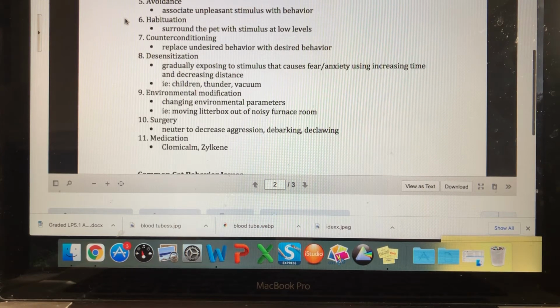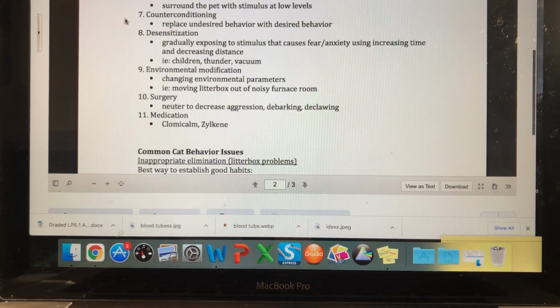And then the last two are things that are definitely doctor related. The previous 9 are things that clients could try at home and work on their own. Clients can't do surgery and clients can't offer medication though. So if they need those kinds of things, they're going to be coming to us. So surgery: if we neuter animals at a younger age, it can decrease some forms of aggression. So that's a good move, neutering animals young.